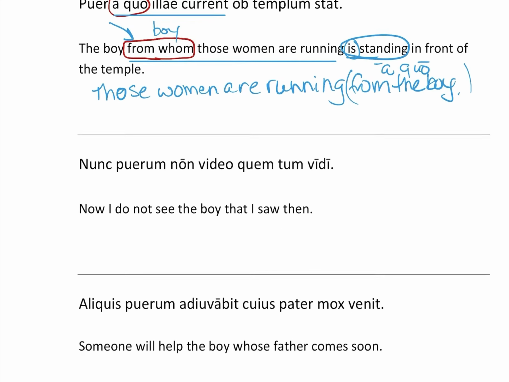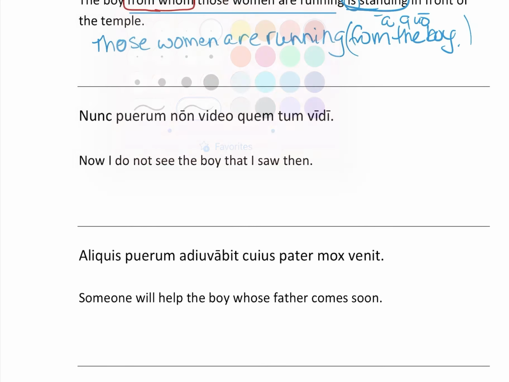Okay, let's do the next one. All right, nunc puerum non video quem tum vidi. All right, so the relative pronoun is way here at the end.